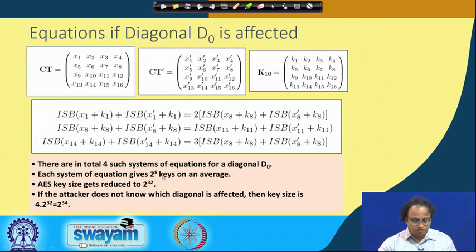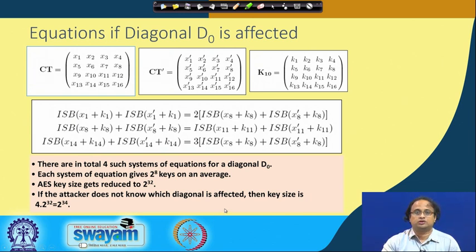Okay. So therefore we know that there are in total 4 such systems of equations for the diagonal D0. And so in general, you would expect that the AES key size would get reduced to around 2 power of 32 values. And if you know that there are 4 possible diagonals which can get corrupted, then even if you allow that I do not know which is the exact diagonal, the key size would be 4 multiplied by 2 power of 32, which is essentially 2 power of 34.